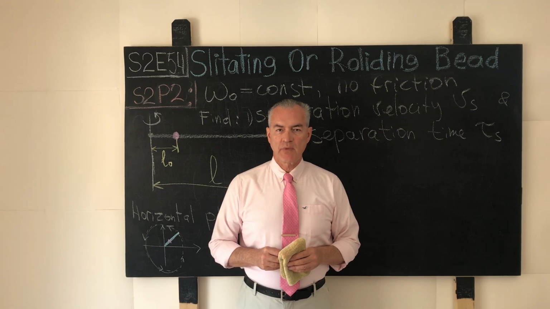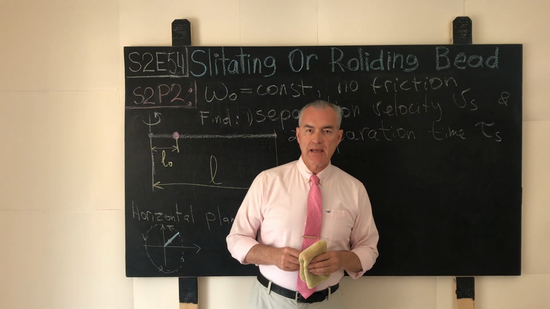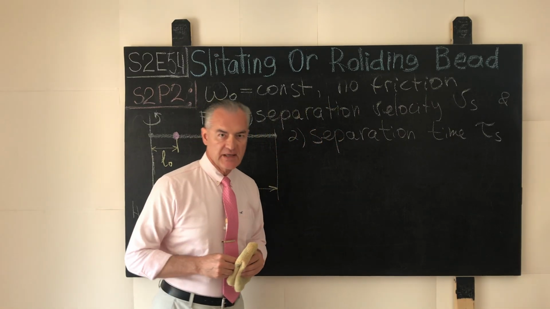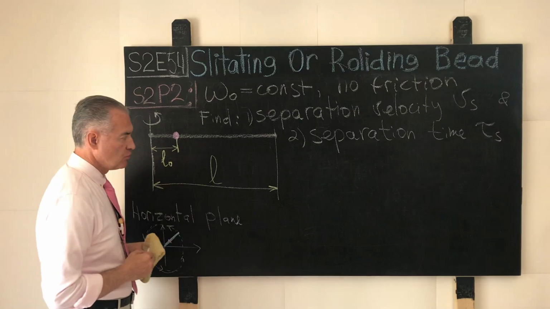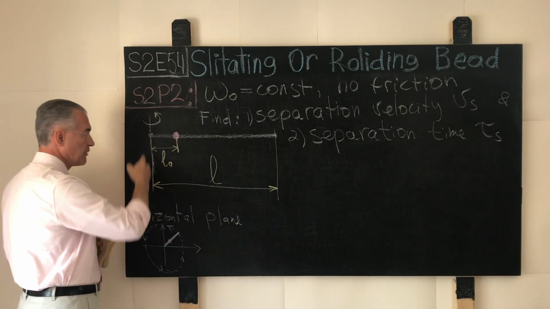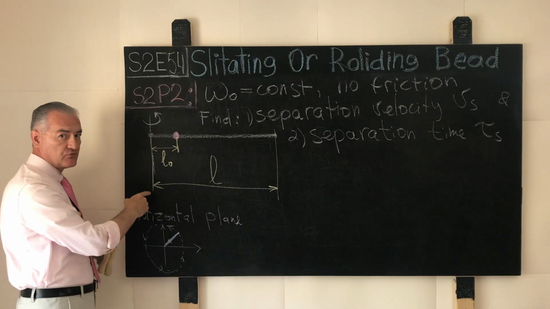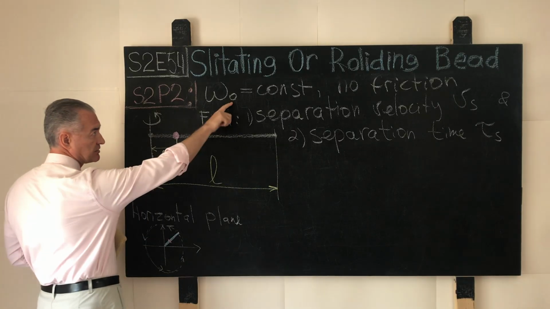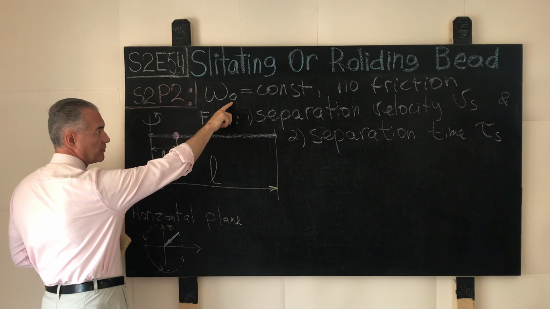In the physics problem S2P2, we're given a massless rod of length L, given and known, rotating in the horizontal plane with respect to a vertical axis of rotation at a constant angular velocity omega 0, which is given.